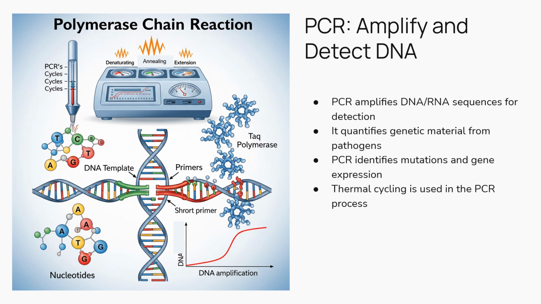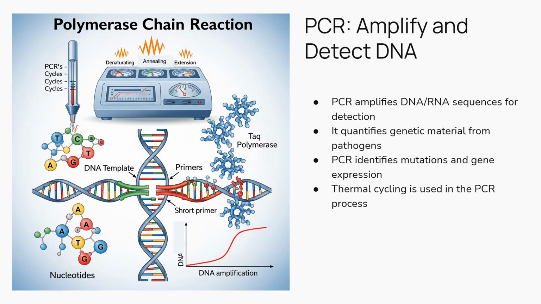Polymerase chain reaction, also known as PCR, is a molecular technique that amplifies specific DNA or RNA sequences, allowing for detection and quantification of genetic material that's even in very small amounts. So for the principle, PCR uses thermal cycling to repeatedly denature DNA, anneal primers, and extend new DNA strands. This process exponentially amplifies the target genetic sequence, enabling sensitive and specific detection.